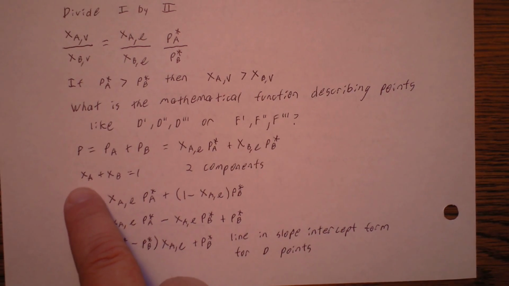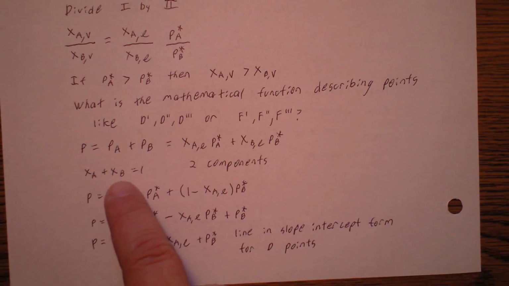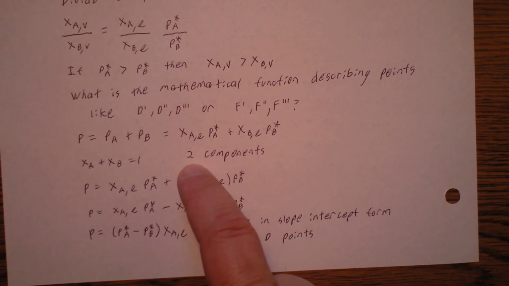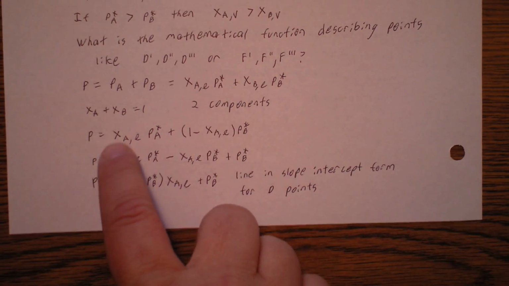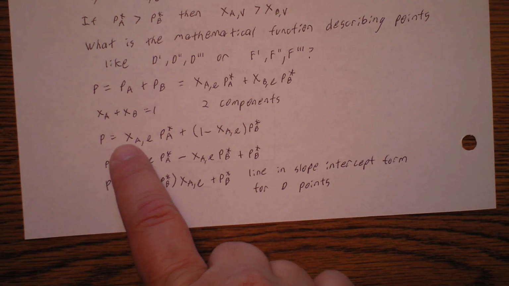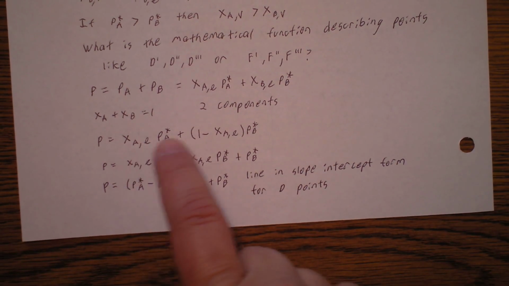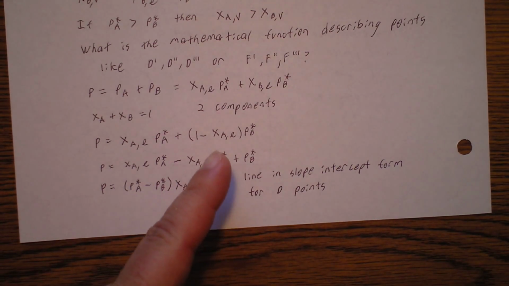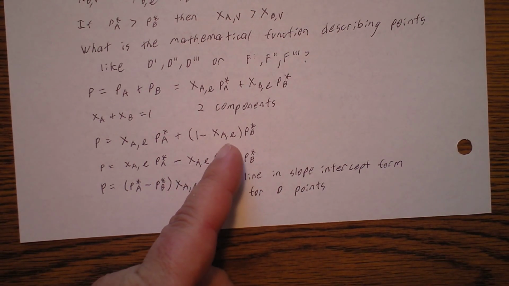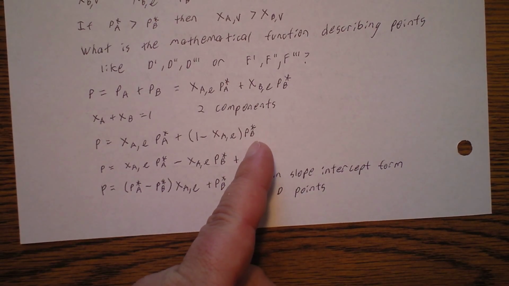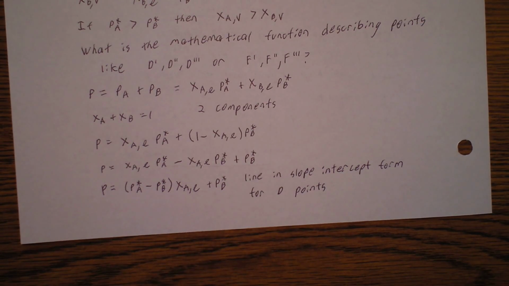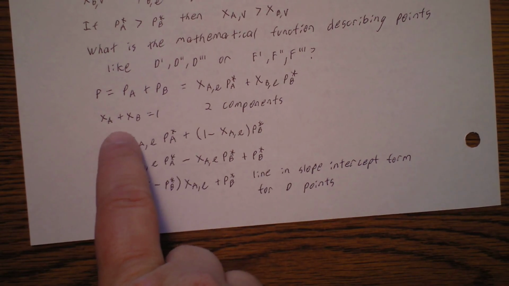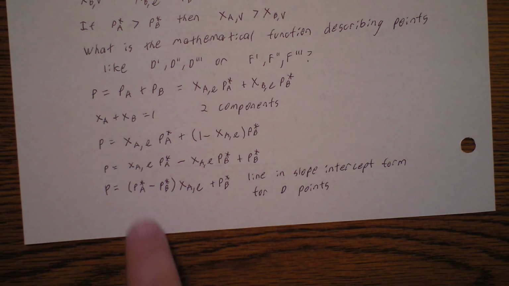Well, and likewise, the mole fraction of A plus the mole fraction of B has to be equal to 1. And that's, again, because we only have 2 components. Then we have the pressure is going to be equal to the mole fraction of A in the liquid phase times the pressure of A in the pure state plus 1 minus the mole fraction of A in the liquid phase times the pressure of pure B. That's why we did that XA is equal to 1 minus XB and substituted it in.